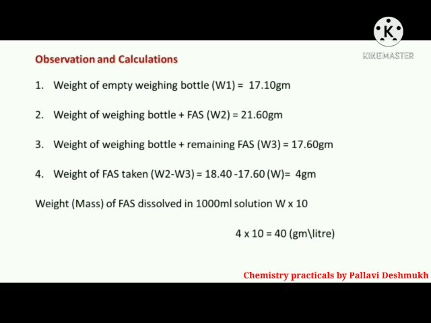Now the observations and calculations. Weight of the empty weighing bottle is 17.10 gram. Weight of the weighing bottle plus ferrous ammonium sulfate is 21.60 gram. Weight of the weighing bottle plus remaining ferrous ammonium sulfate after transferring the substance from the weighing bottle to the volumetric flask is 17.60 gram. So the exact ferrous ammonium sulfate taken is 4 gram. Mass of the FAS dissolved in 1000 ml of the solution can be calculated, that is W into 10, that is weight of FAS taken into 10, which is 40 gram per liter.